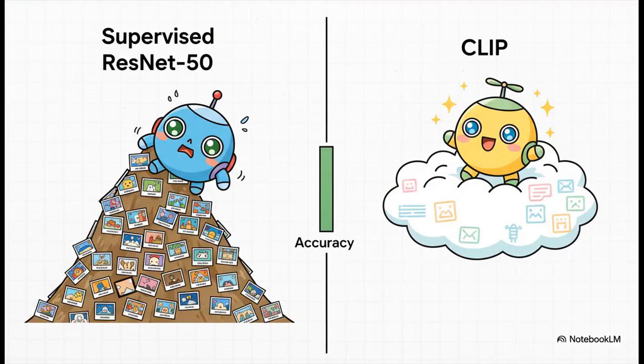But here's the part that really gets me. CLIP, without seeing a single one of the 1.28 million labeled images from the ImageNet training set, performed just as well as a powerful model that was trained on all of them. It didn't just memorize a dataset, it learned to see the world. And this is the conceptual leap that directly leads to things like DALL-E, which use this exact kind of understanding to create images from text.